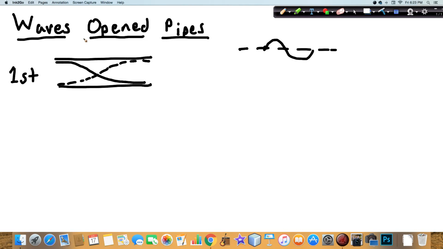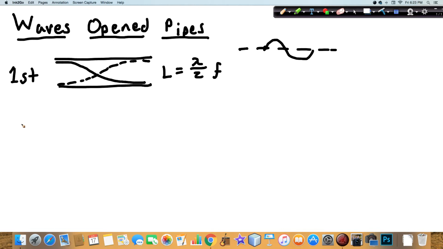So on the first harmonic, the length of the tube is going to be equal to half of a wavelength. So it will be wavelength divided by 2. So that's what the first harmonic would look like. And remember, that is the fundamental frequency.